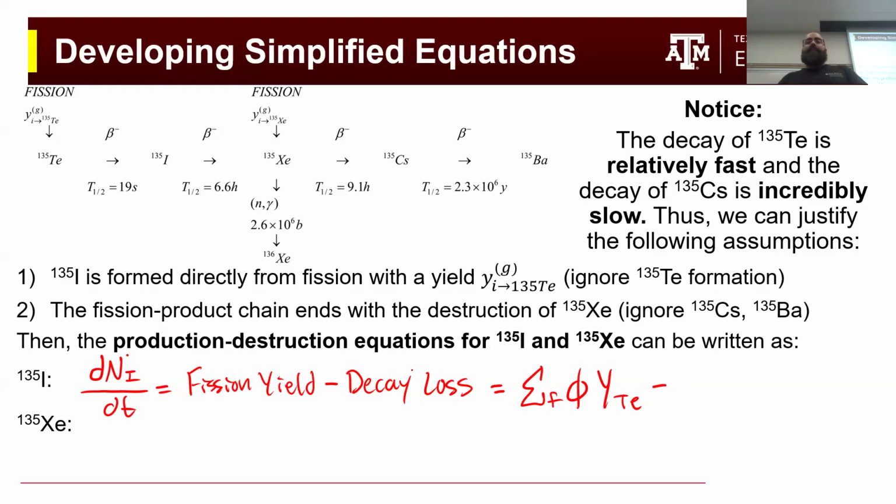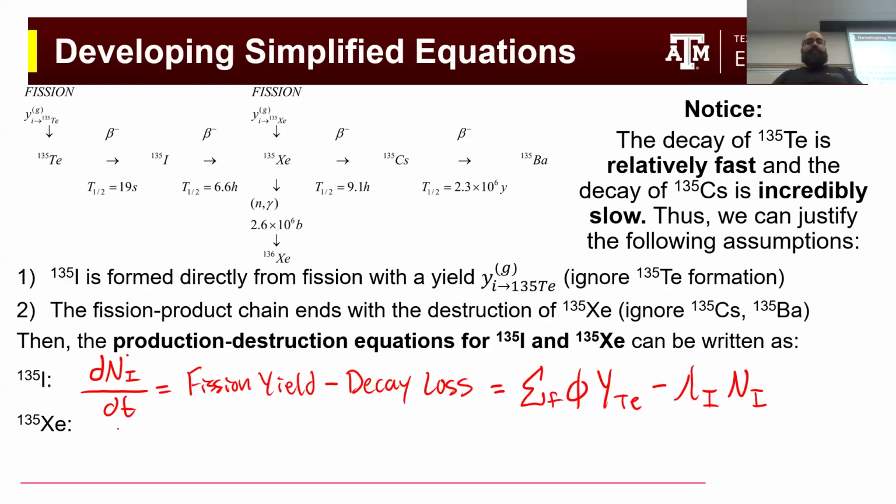And then it's lost because of its self-decaying. And a decay loss is going to look like a lambda, a decay constant, times a number density. So this is going to look like the decay constant for iodine times the number density for iodine. And so that is what my conservation statement looks like for iodine. Gains from fission, losses from decay.